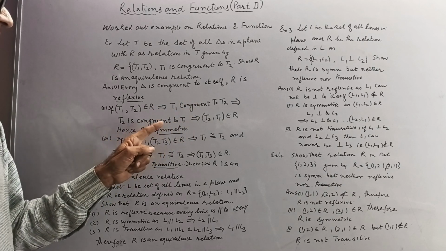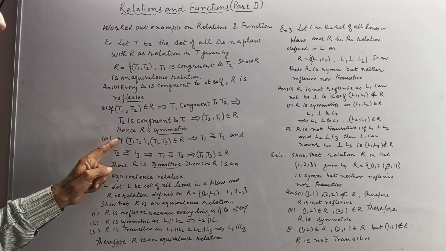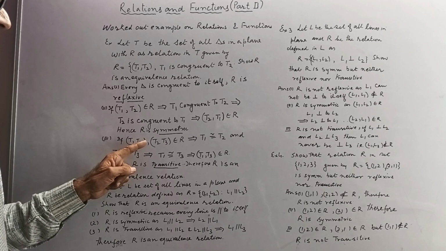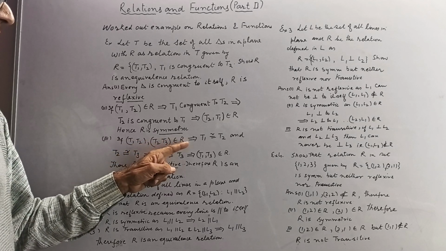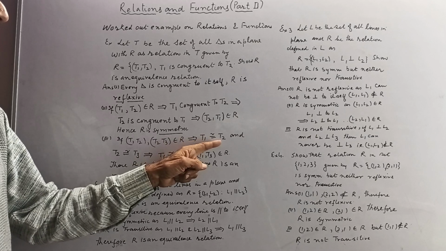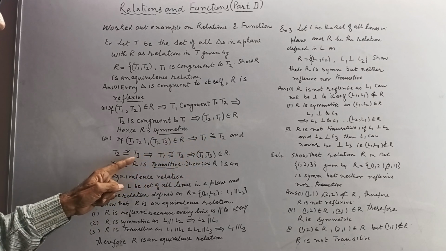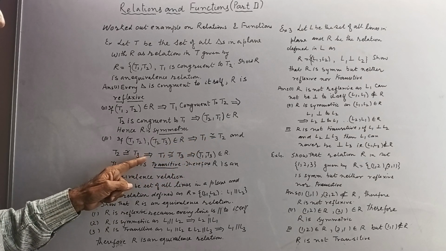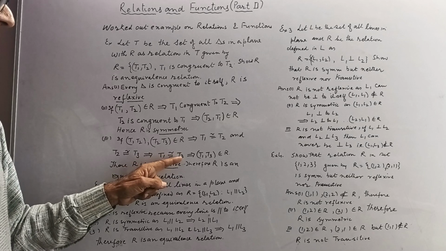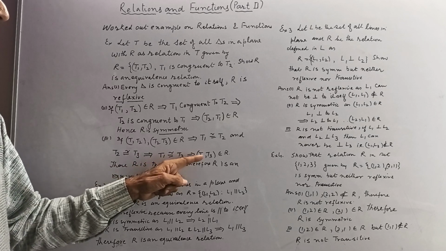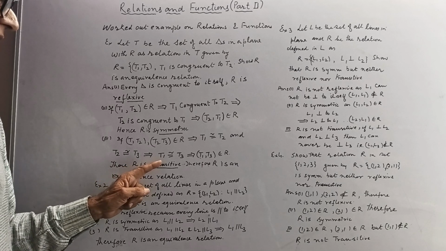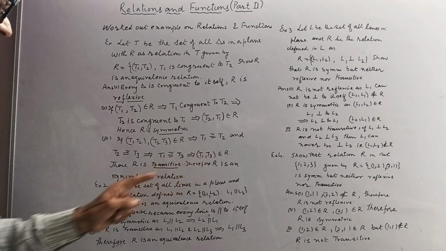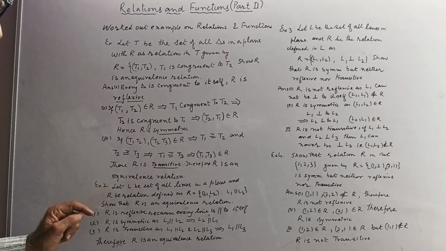Therefore, R is symmetric. Now, if (T1, T2), (T2, T3) belongs to R, implies T1 is congruent to T2 and T2 is congruent to T3, implies T1 is congruent to T3, implies (T1, T3) belongs to R. Therefore, R is transitive. Therefore, R is an equivalence relation.